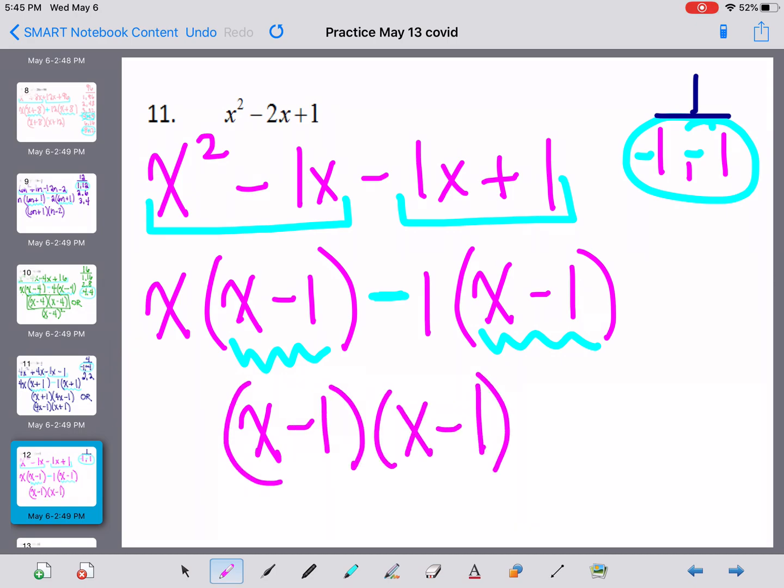And we just saw an example like this earlier. I'm fine with that answer. If you prefer, x minus 1 quantity squared.